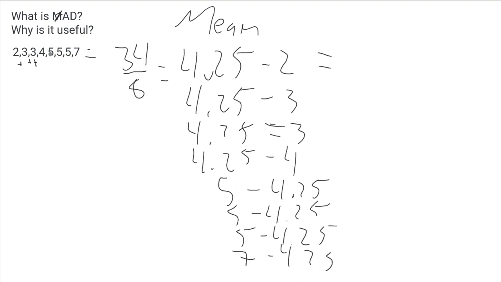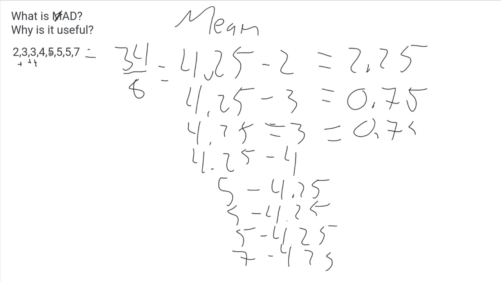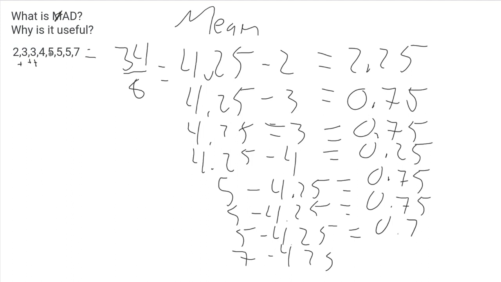So I get 2.25. Then I get 0.75, 0.75, 0.25, 0.75, 0.75, 0.75, and then I get 2.75. Then, that's the average of all of those.